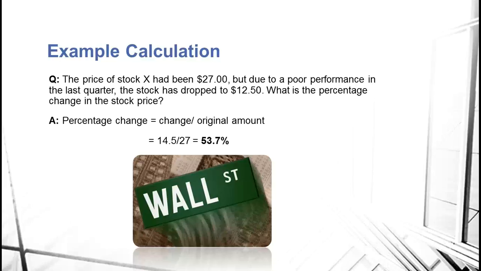So in this case, the delta is 14.5, and the original amount is 27. So the percent change is 53.7. Now, note here that I didn't say negative 53.7. They're asking for a percent change. You could say that it's dropped by that percentage, but percent change is really an absolute value.